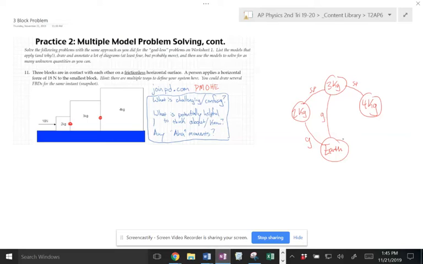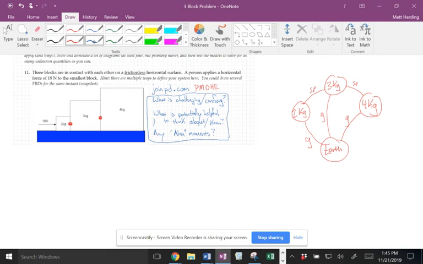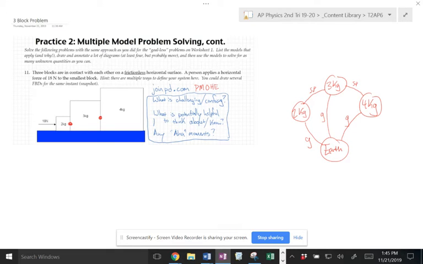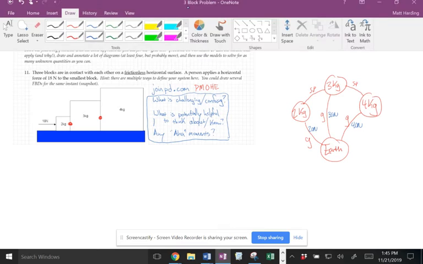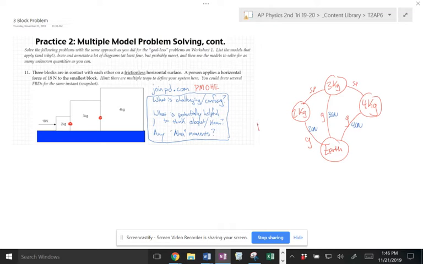Stuff. And then we have the Earth interacting with the 4 kilograms. Do I know amounts here? Yeah, 2 kilograms, that's 20 newtons. 3 kilograms, 4 kilograms, 40 newtons. All right. Any other interactions going on here? The pusher. Okay, so I've got a pusher.